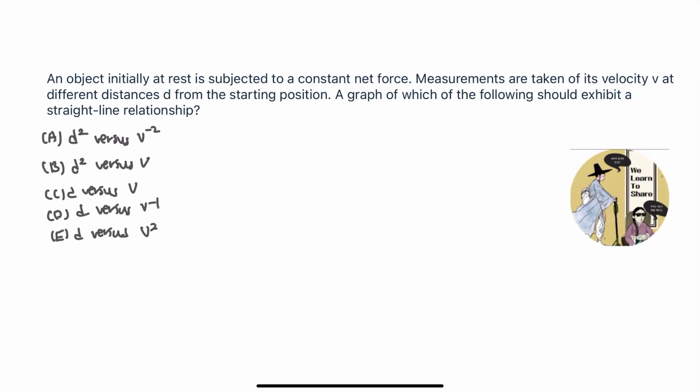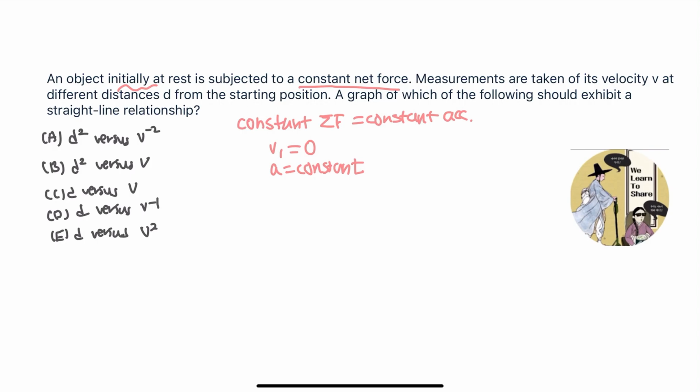Okay, so let's now organize what we got from reading the question. It says that it is subjected to a constant net force. The constant net force means that it has a constant acceleration, right? So when it is initially at rest, its initial velocity is 0, but the acceleration is constant, we could use the constantly accelerated motion formulas in order to get the answer.